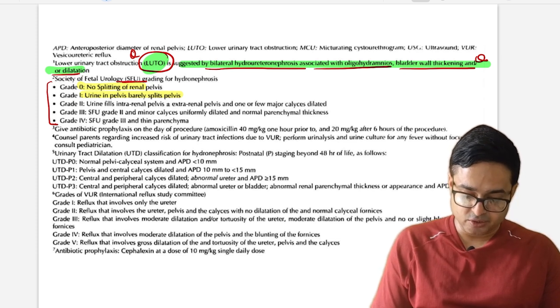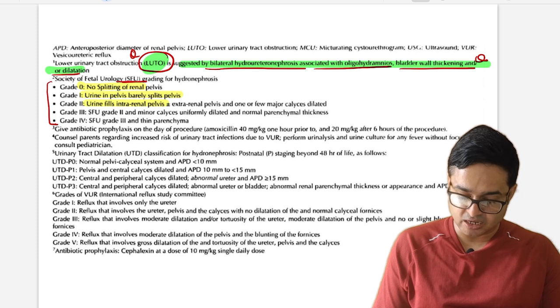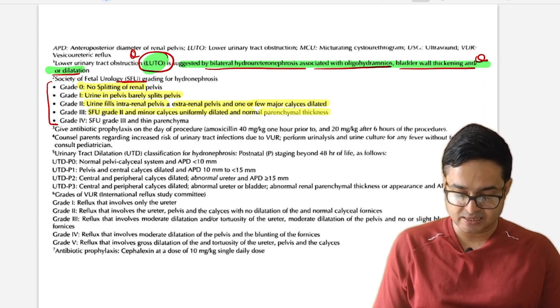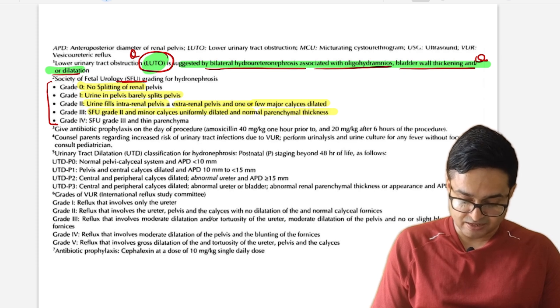Grade 2, urine fills the intra-renal pelvis plus or minus the extra-renal pelvis and one or a few major calyces are dilated. Grade 3, SFU grade 2 and minor calyces uniformly dilated with normal parenchymal thickness. And grade 4, SFU grade 3 and thin parenchyma.